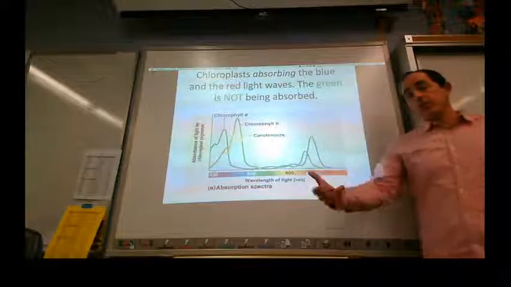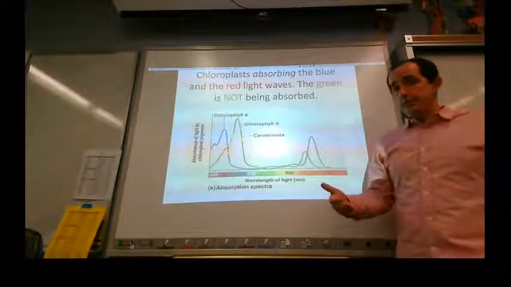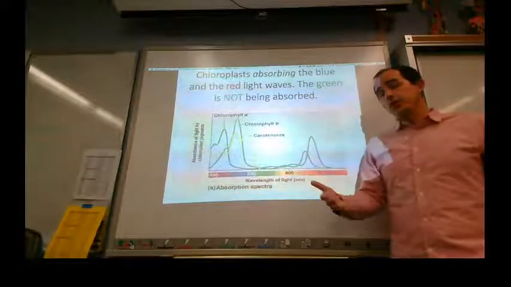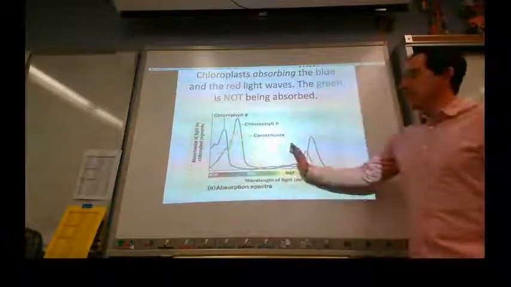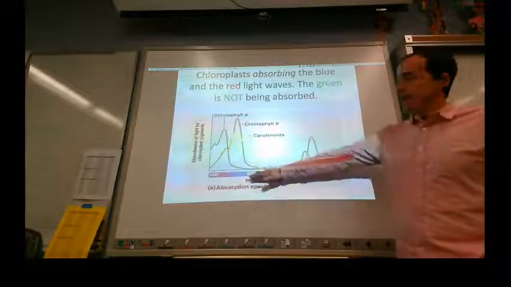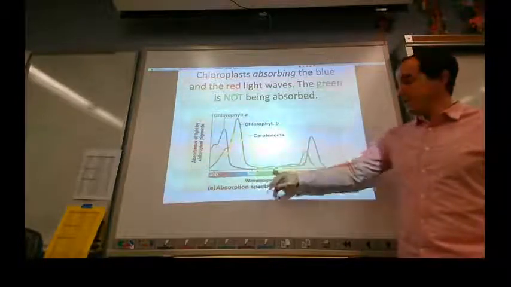So the reason that chlorophyll looks green is because chlorophyll A and chlorophyll B are absorbing in this part of the spectrum, absorbing in this part of the spectrum, but they are reflecting in the green and part of the yellow.